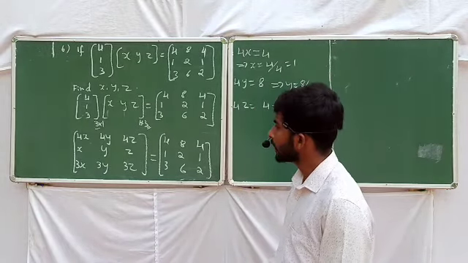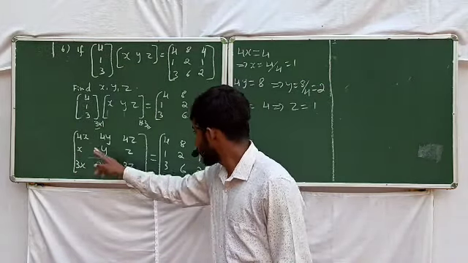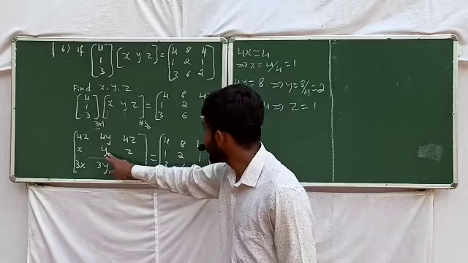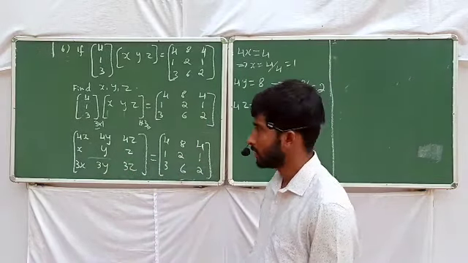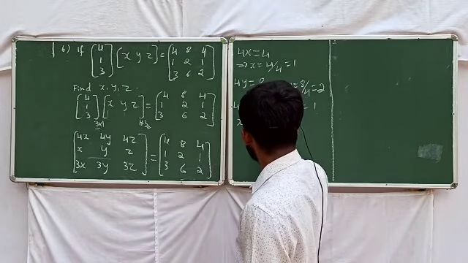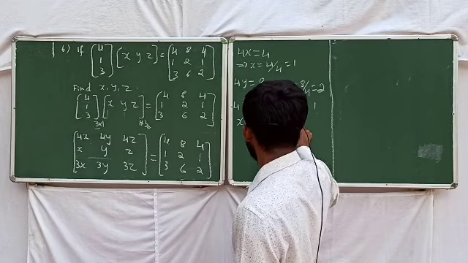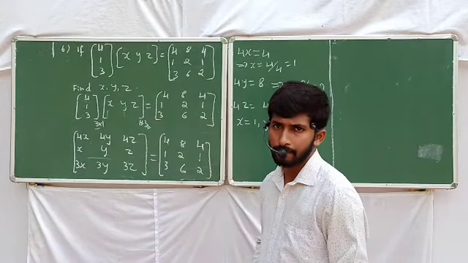Or you can get the answer directly by comparing the second row. See, x value is equal to 1, y value is equal to 2, z value is equal to 1. Therefore, you can write x is equal to 1, y is equal to 2 and z value is equal to 1. This is the solution.